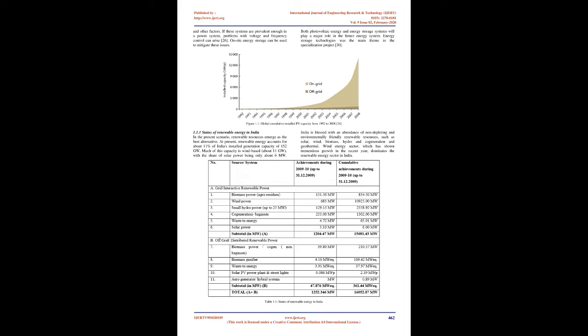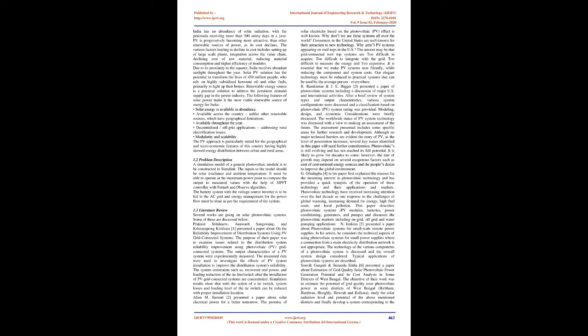In the figure, the development of total capacity up to the year 2008 is shown. Predictions by IEA state that this trend will continue and that photovoltaics will provide 11% of the global electricity generation by 2050. Output from PV systems can change rapidly because of cloud movements and other factors. If these systems are prevalent enough in a power system, problems with voltage and frequency control can arise.